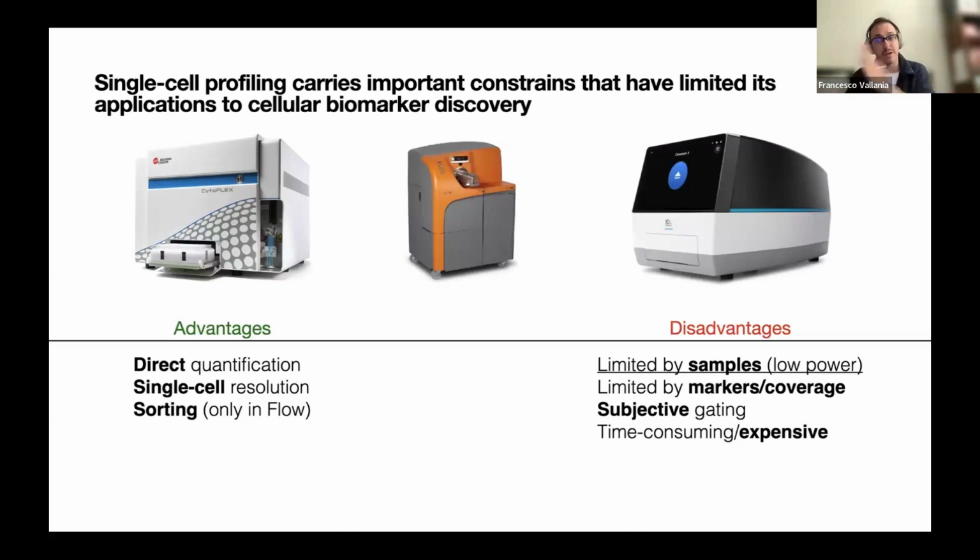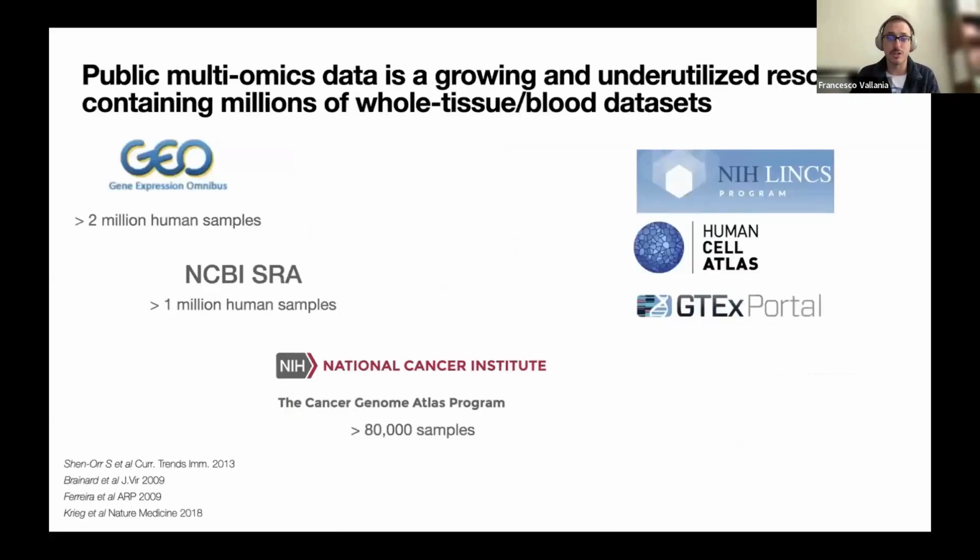On a parallel track to all of this, we've been generating in biology a ton of molecular data. And oftentimes this data is released in the public domain through databases like GEO, SRA, Cell Atlas, etc.